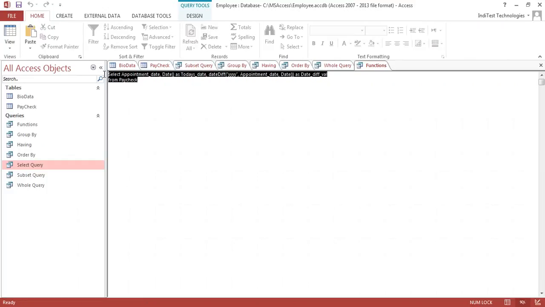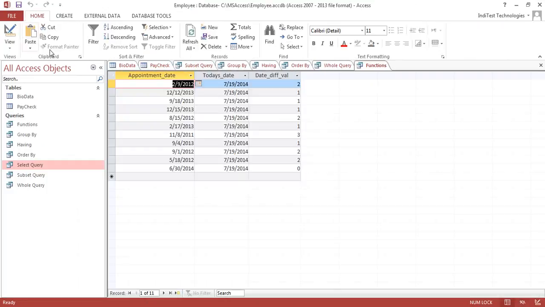And when I run this query, we're going to have three columns presented to us. The first one obviously being the appointment date, that is the date at which the person got appointed, the second column is today's date, and this third column represents the difference between these two dates. It tells me that the years that have passed since this day to this day is 2, and so on and so forth for other values.